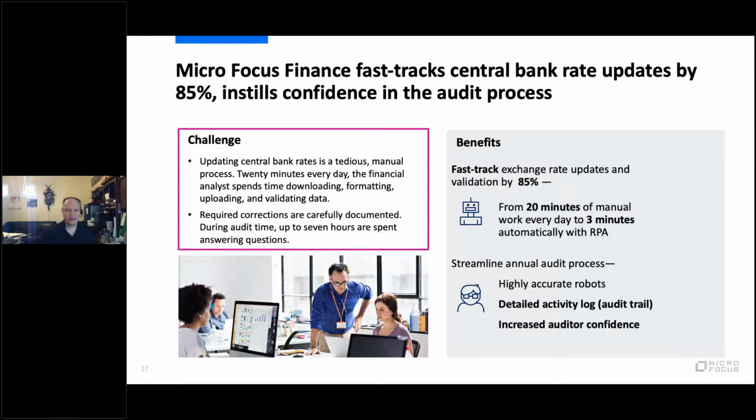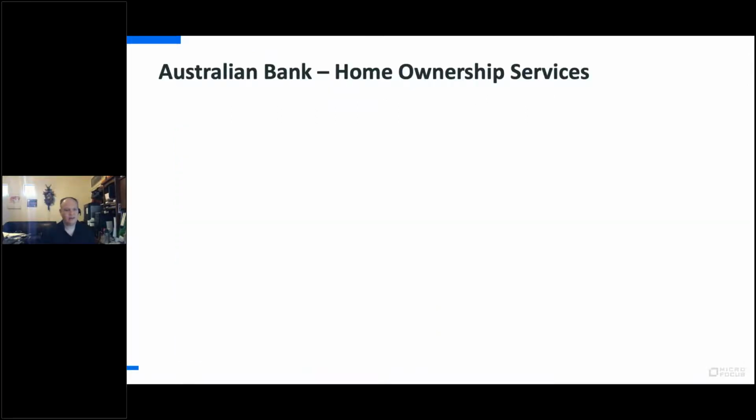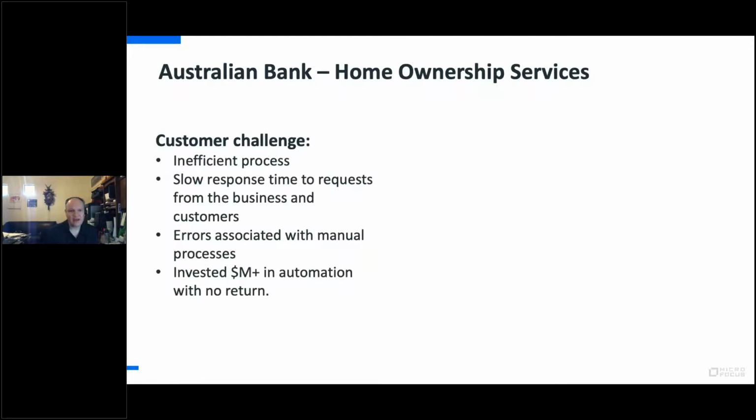So the second example I want to talk about really quick is an Australian bank. This is a customer of ours that has actually been using RPA longer than we've actually had an RPA product. What's interesting about this use case is it really emphasizes some of the metrics around why you want to implement RPA. And we'll talk about this and jump into Q&A, but there are problems with a very inefficient process, very slow response time.